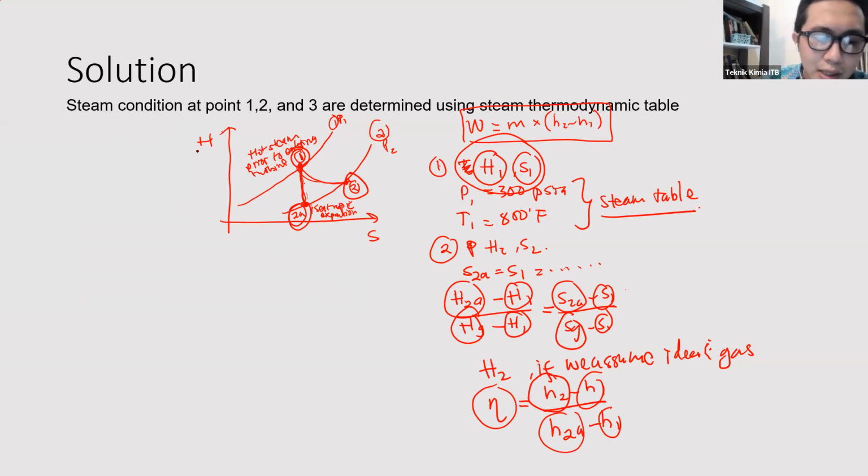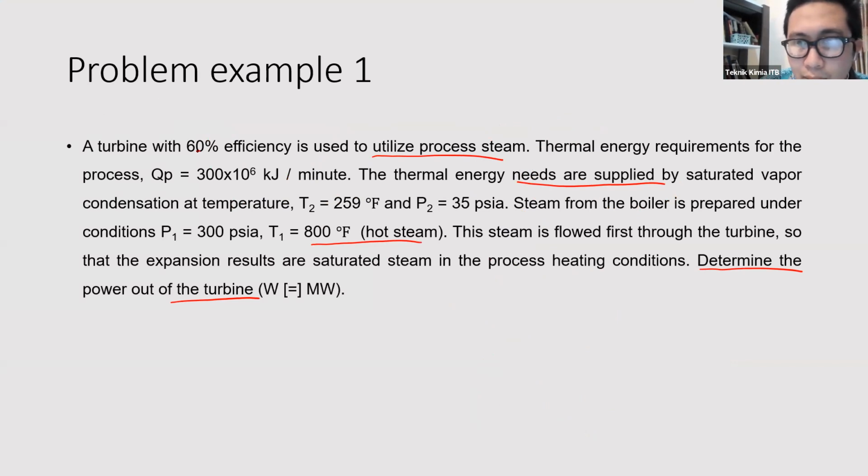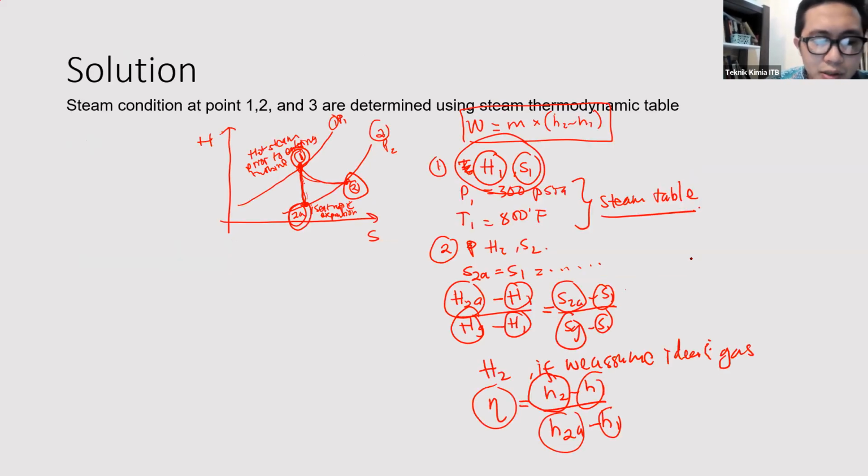Based on the problem, it is also assumed that the steam flows first through the turbine. So the expansion results in saturated steam in the process heating conditions, which means it produces saturated steam as well as saturated water. After that we can calculate the heat that is released through the condensation.